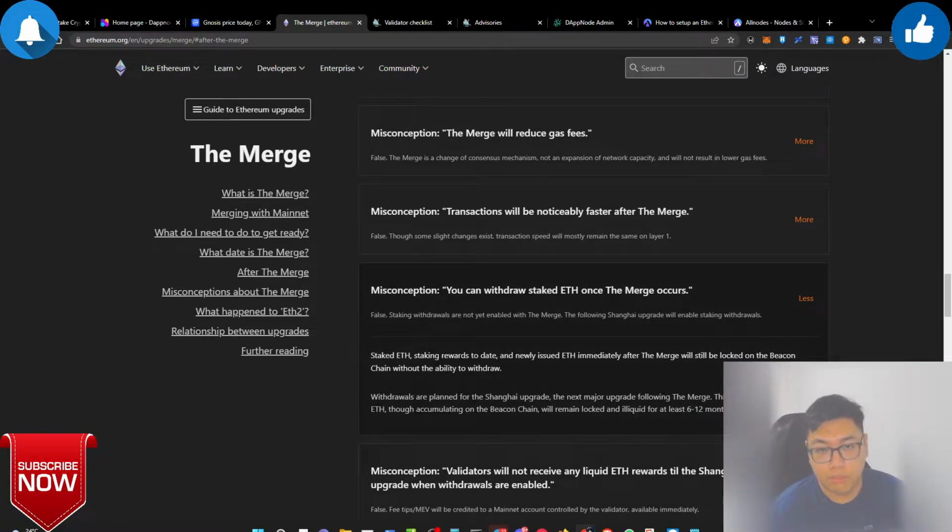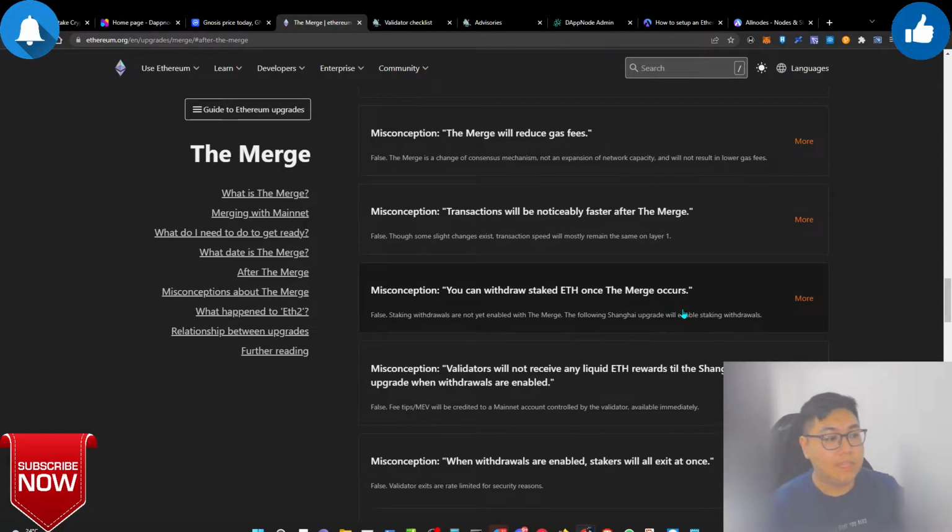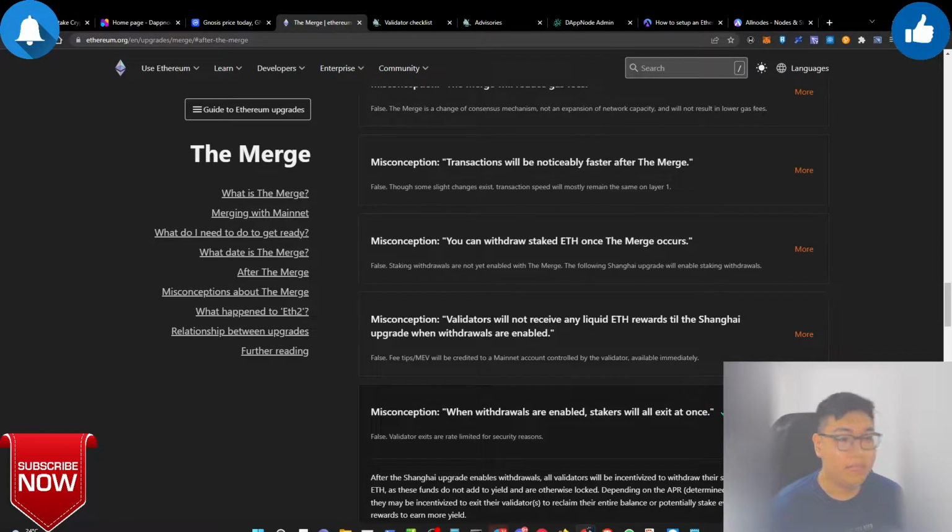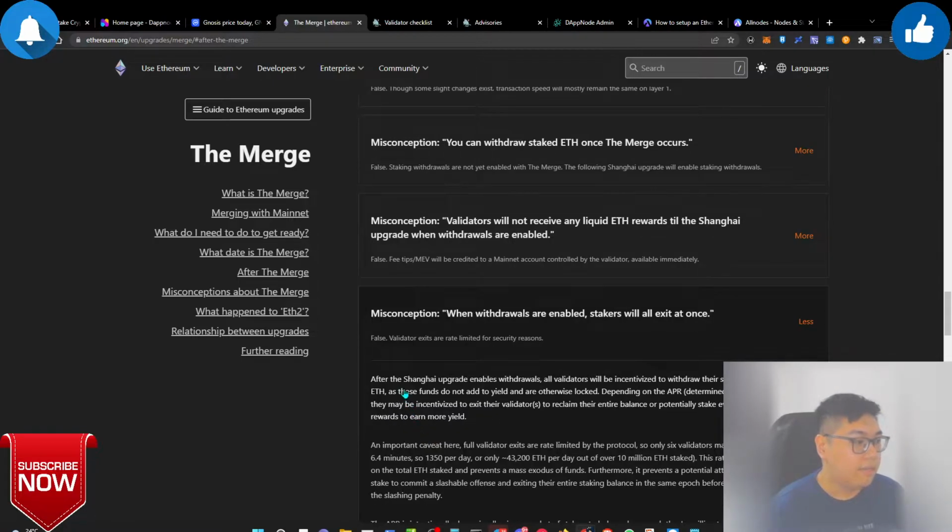Basically we do not know when the merge is. If let's say it's on September 19, then 6 to 12 months later, when the Shanghai update is implemented, yes, withdrawal can happen. And of course from there the question is, if withdrawals start happening, and validators, let's say everybody exits at once, what's going to happen with the Ethereum network? After the update enables withdrawals, many people will want to take out their money.